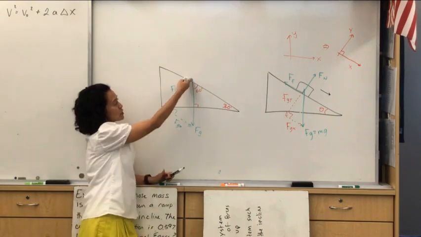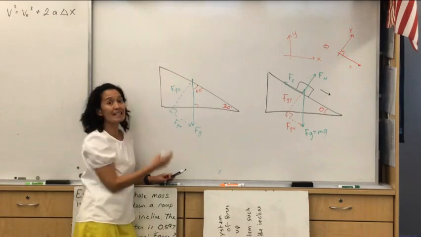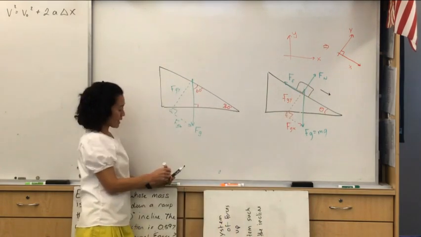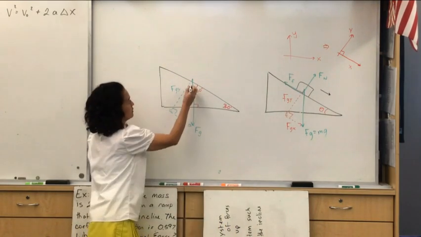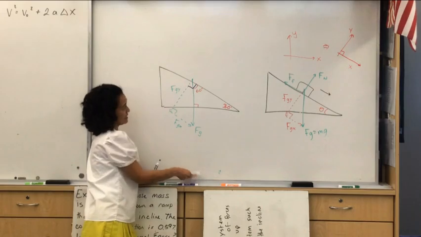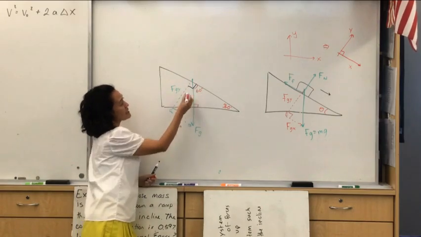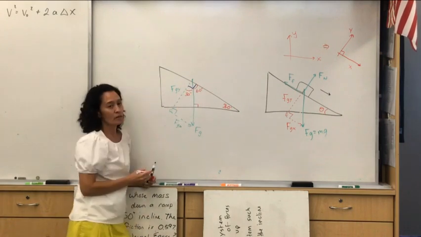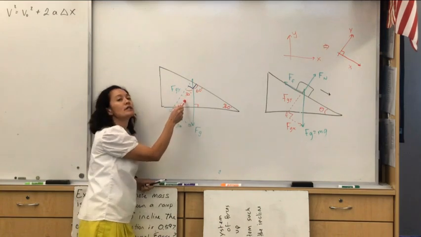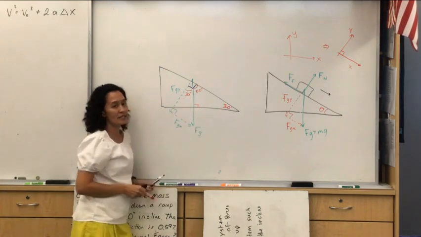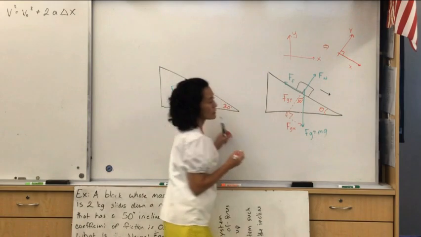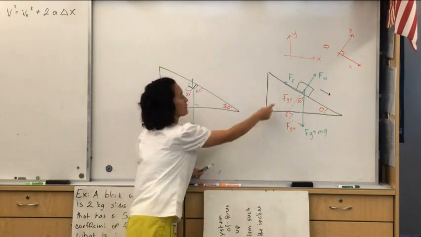Well, Fgy is perpendicular to the surface. It has to be. It's along the y-axis here. It has to be perpendicular. So what that means is that this is 90 degrees. So if this is 60 and this whole thing is 90, it means this piece has to be 30. Okay? So what this tells you is that this angle here that you're going to use to break up your Fg is always going to be the same as the angle of the incline. So right here, that's 30 degrees. And that's going to allow you to figure out what Fgx and Fgy are.